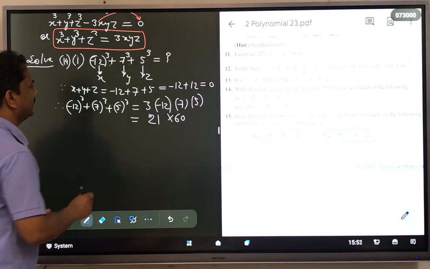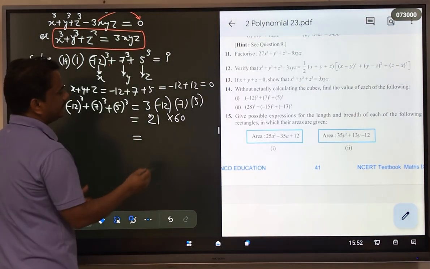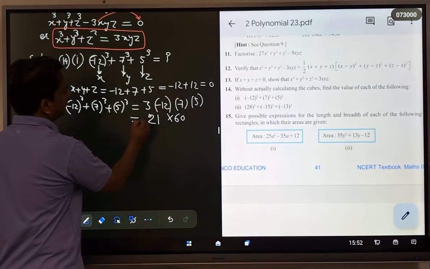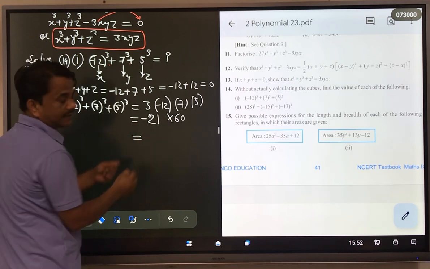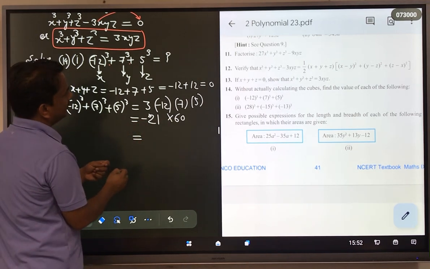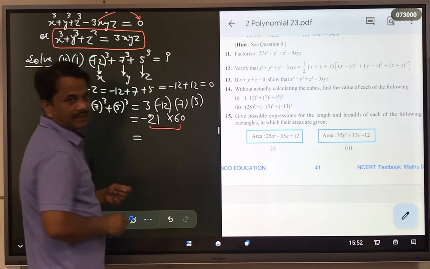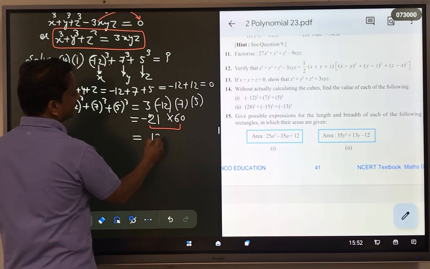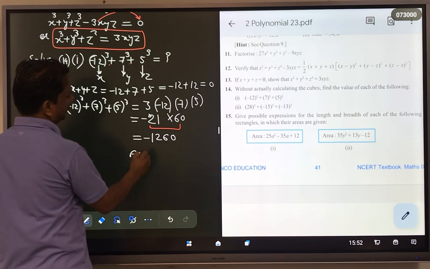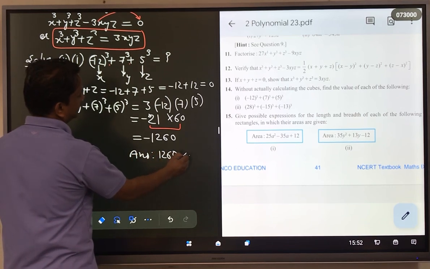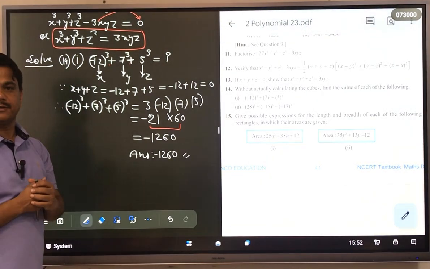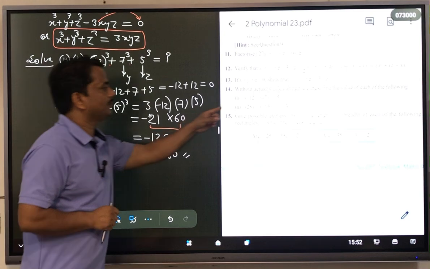Whenever you are studying mathematics or multiplying, 21 sixes are what? One is negative, so minus will come here. The entire expression will carry minus. 21 sixes are 126, and negative of that, so your ultimate answer is negative 1260. This is the cube sum of these three quantities. Hope you understand. Similarly, the second can also be done here.